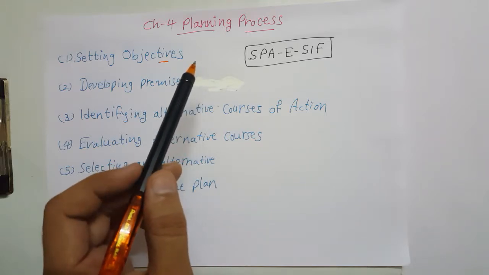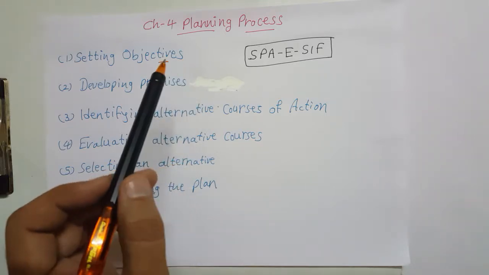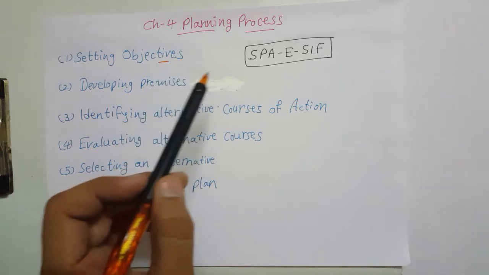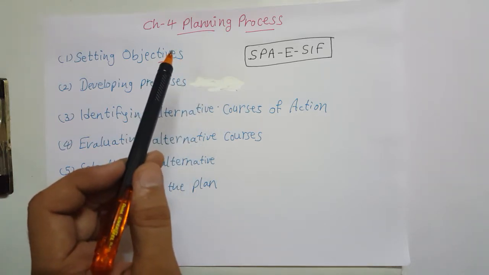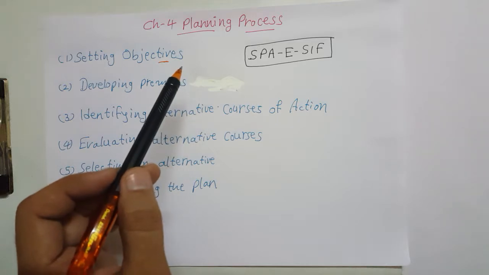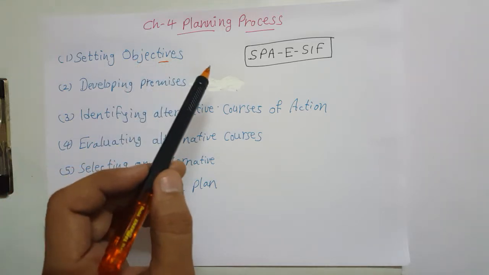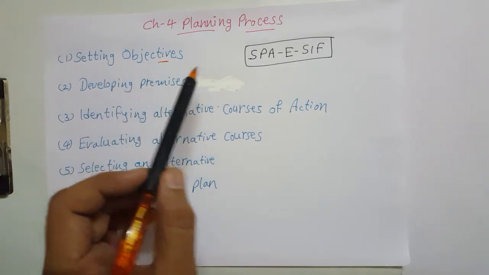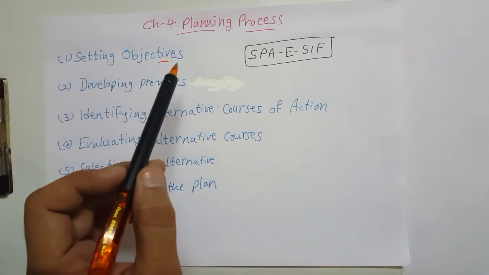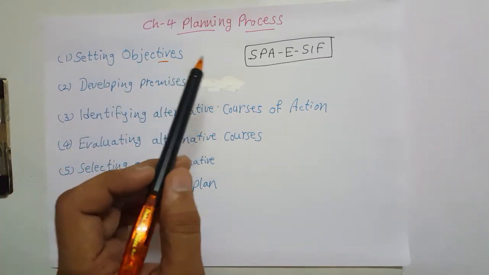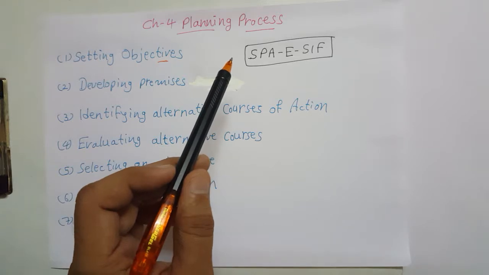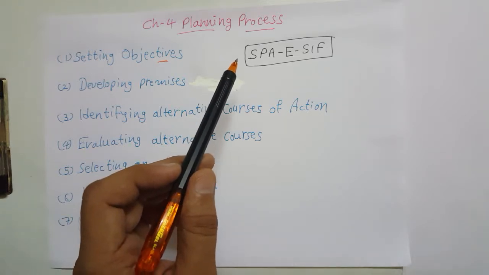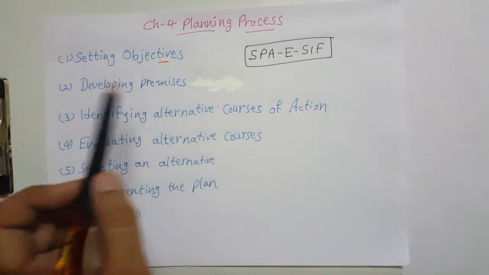All right, so in that way we can say that all the departments and all the other units are given direction towards the goal of the organization. By setting the objectives we can give them direction towards the organizational goal. So this stage is a primary stage and it's very important.